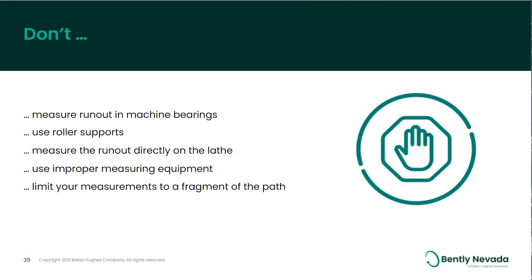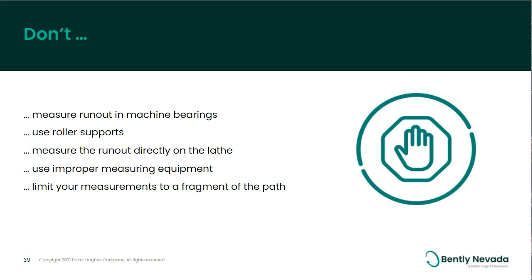You can identify when you suspect that there's excessive runout, but you can't measure it there because the position of the rotor versus the probe can't be fixed like it can be in a machine shop with precision V-blocks, et cetera, et cetera. Don't use roller supports to support the shaft when doing the measurements, as this can add or subtract from the runout, depending on the shape of the shaft.